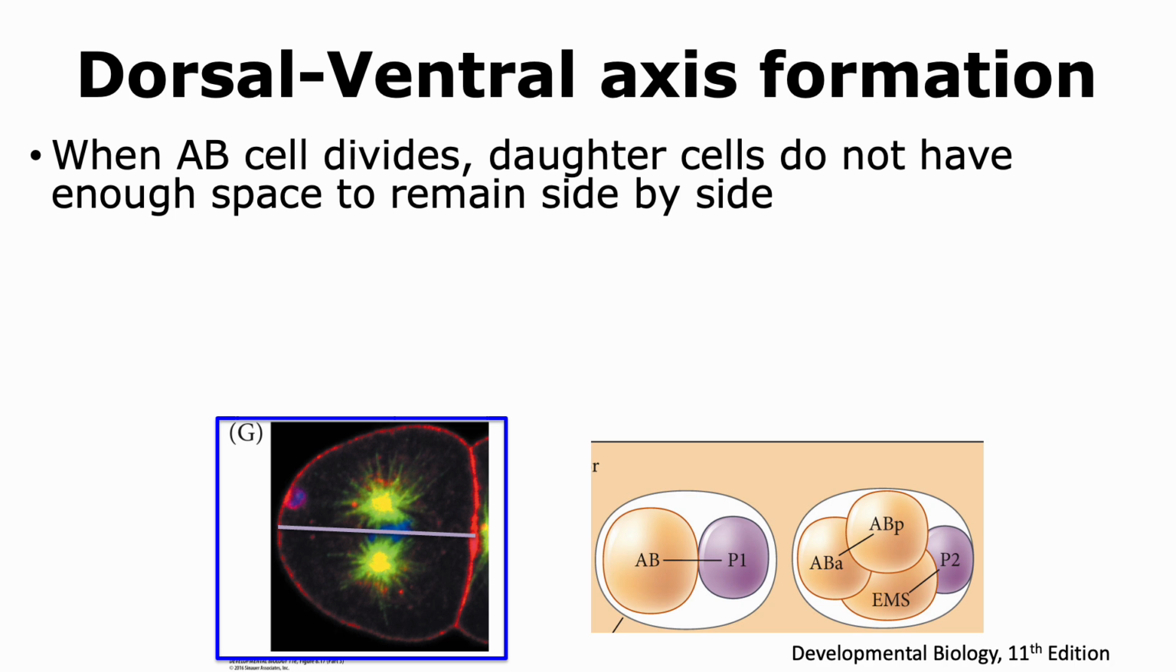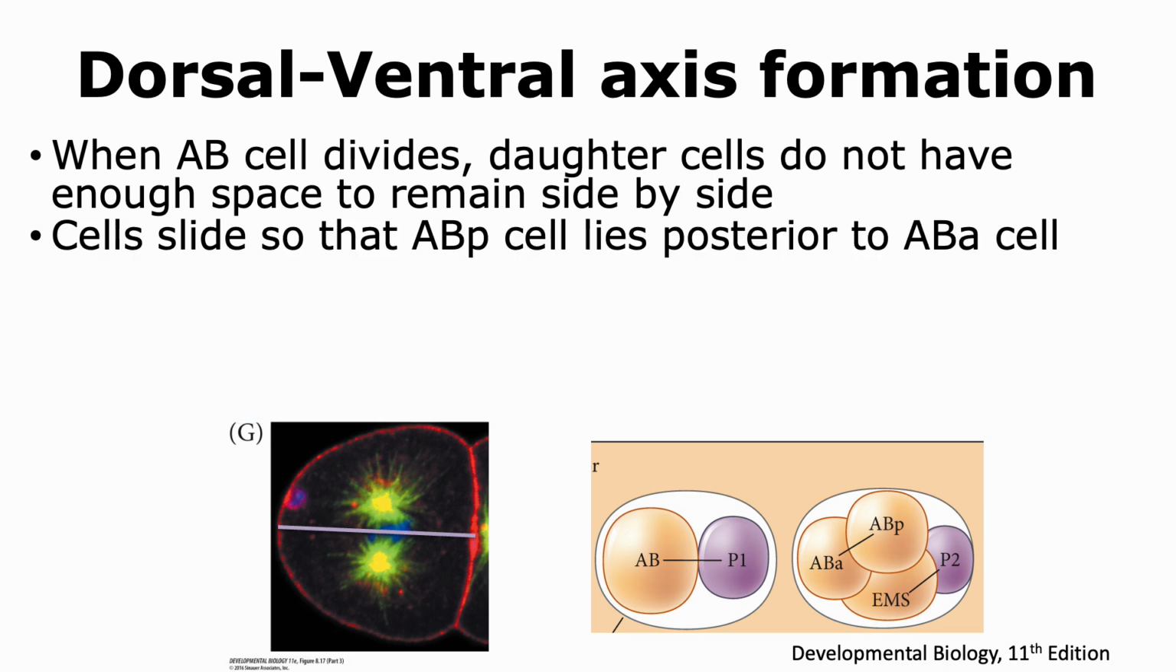However, there's not enough space to have both of them remain exactly one on top of another or side by side. And so the cells will slide in such a way that the ABP cell lies to the posterior, or to the back, of the ABA cell, and that is why they got their names as ABA and ABP. ABA is the anterior daughter cell, whereas ABP is the posterior daughter cell, and that is what we can see here in the figure in the blue box.